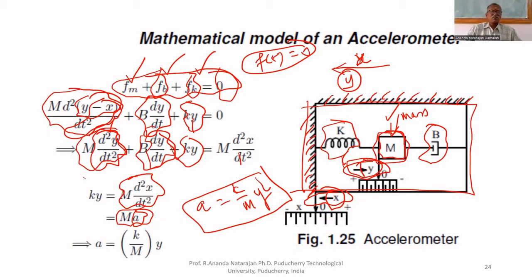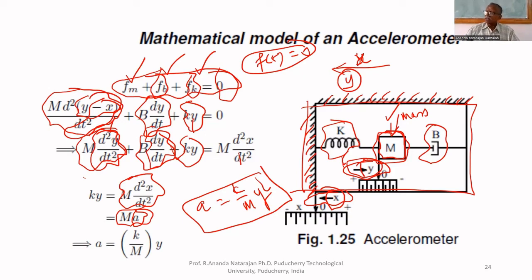What is constant acceleration? If acceleration is constant, there is no change in velocity. It remains constant. Acceleration is constant means d square y by dt square is 0. Why d square y by dt square? Y is a function of acceleration. There is no change in acceleration. That's why d square y by dt square is 0.